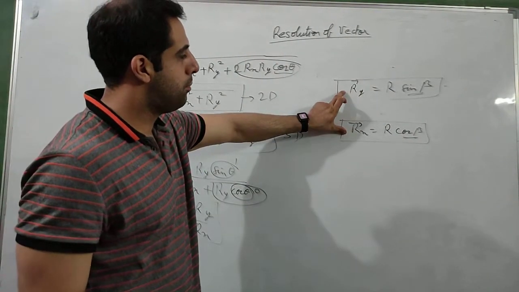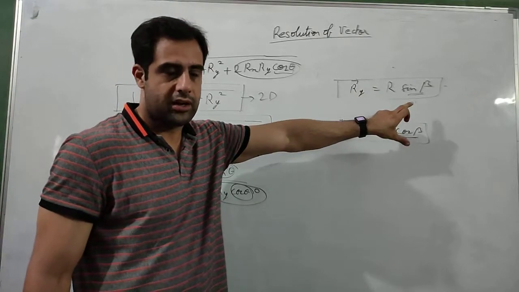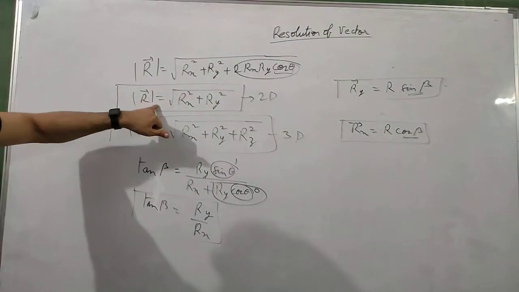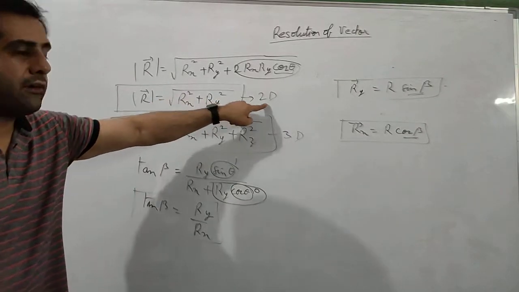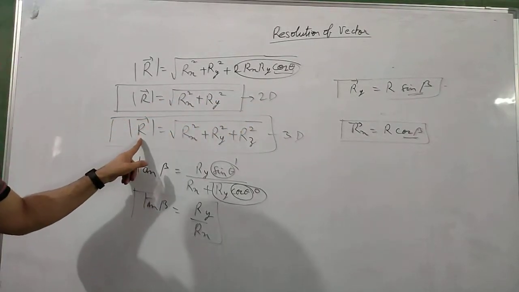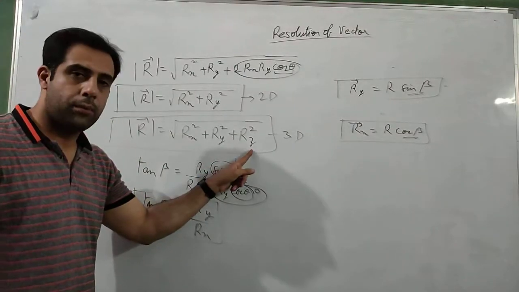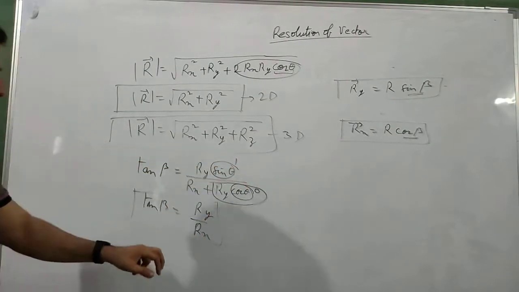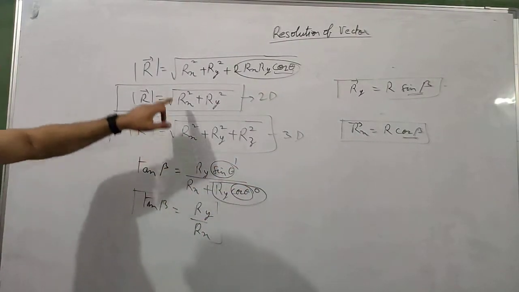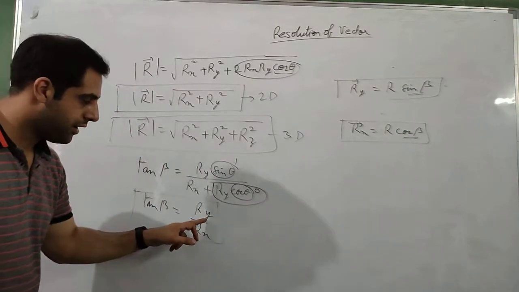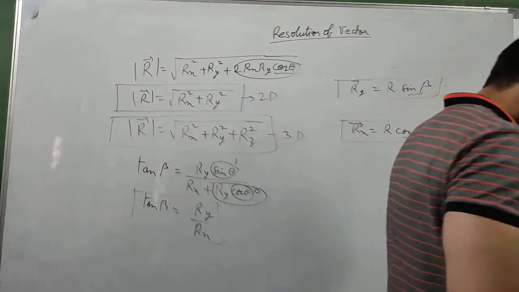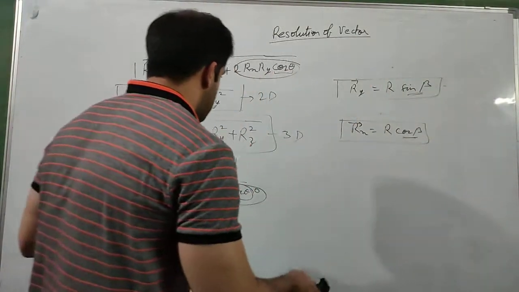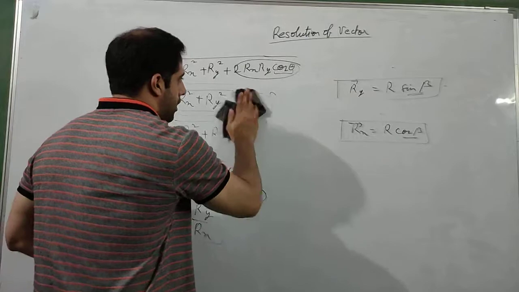These are the values of the two rectangular components. Then the magnitude of r using the rectangular components if we have two dimensions, the magnitude of r using three rectangular components if we have three dimensions, and the direction of r corresponding to the two components ry and rx. So now, using these, we are going to do a question.